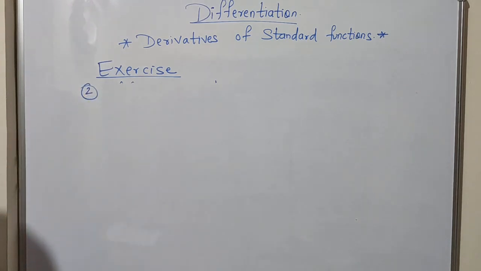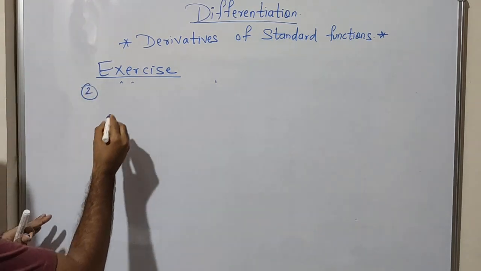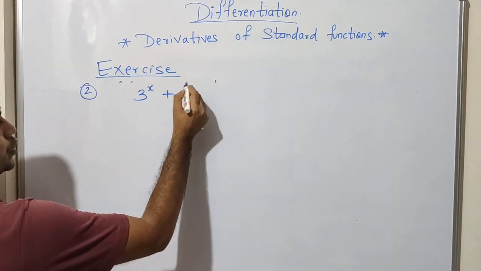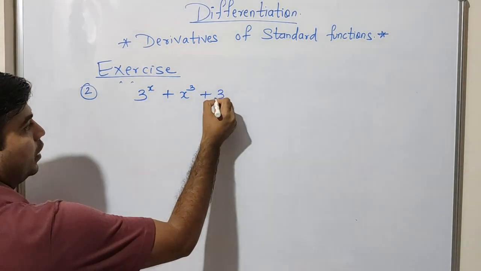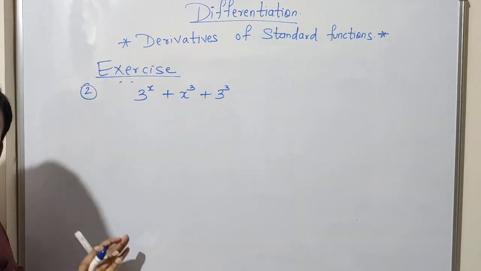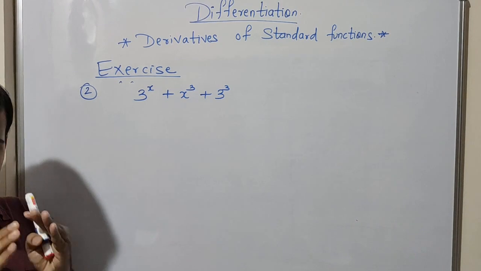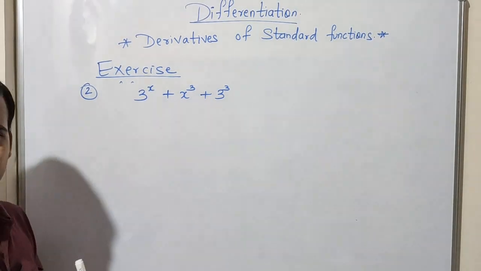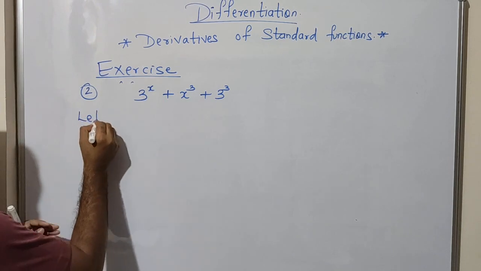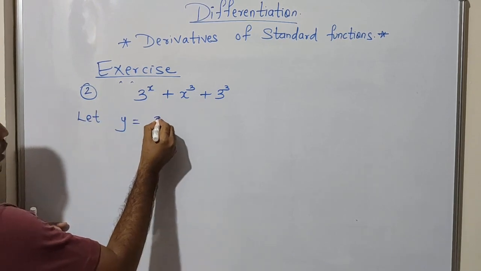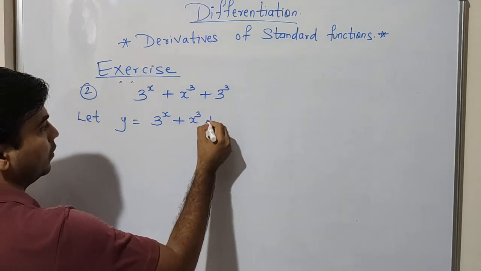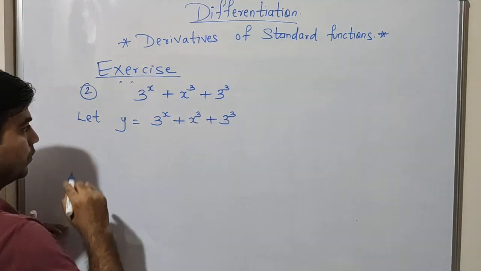Second question is 3 raised to x plus x raised to 3, that is x cube, plus 3 raised to 3. Carefully we will solve this problem without making any mistake. So be patient and go step by step and work out the sum slowly. So let y equal to 3 raised to x plus x raised to 3 plus 3 raised to 3.